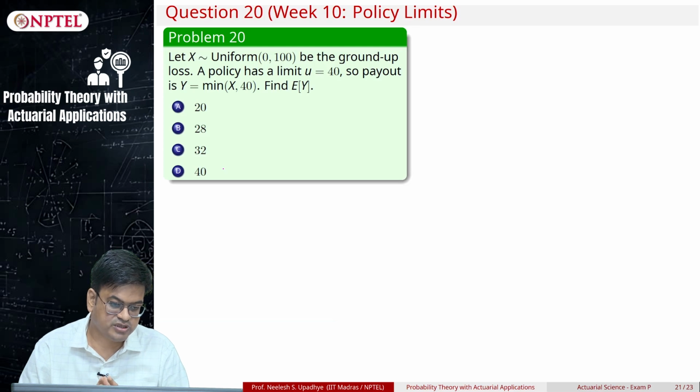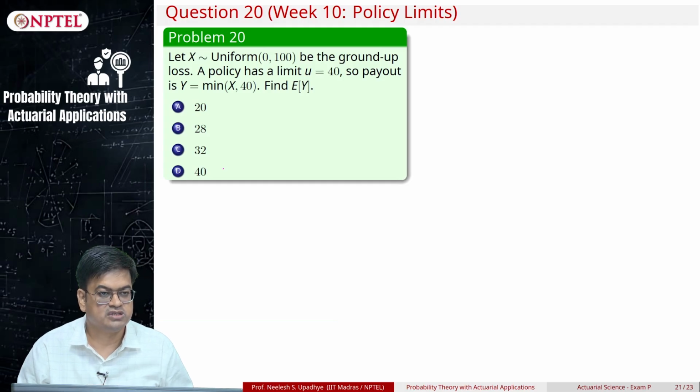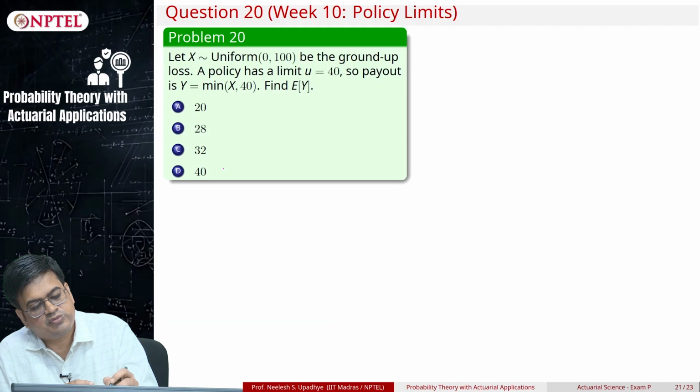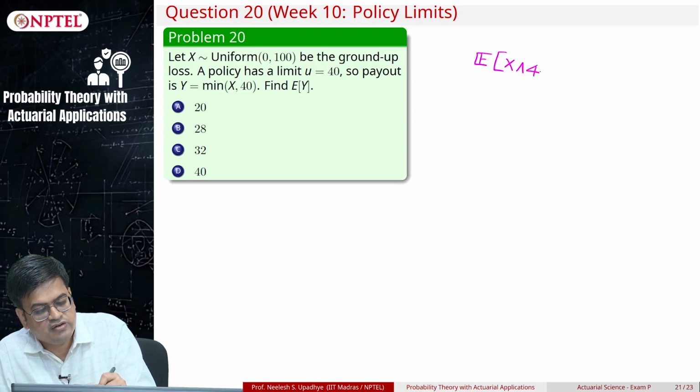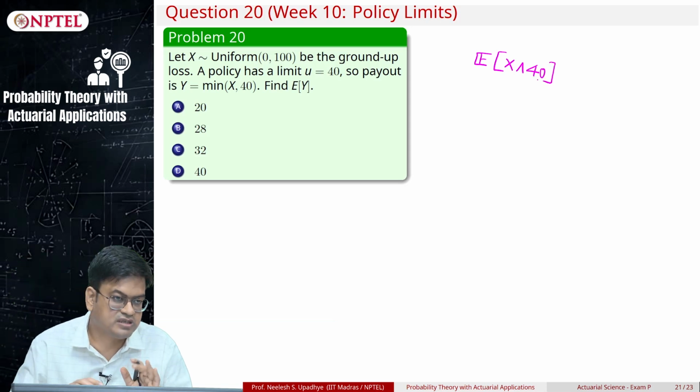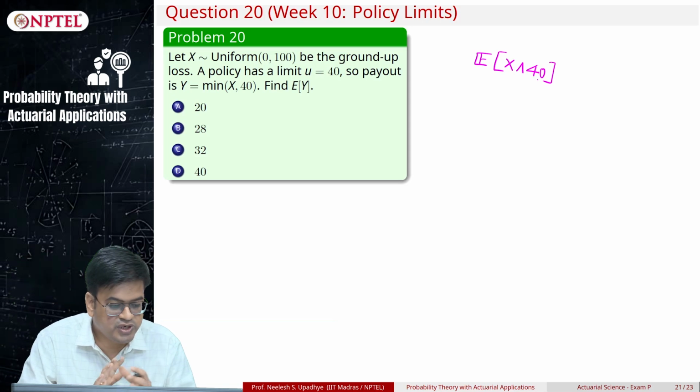X has uniform distribution for ground up loss, which is in the interval 0 to 100. The policy has limit u equal to 40. So, this is kind of an upper bound on the policy, and the payout therefore is minimum of x and 40, and you are asked to compute expected value of y. Straightforward question. Essentially, you are asked to compute expected value of minimum of x and 40. That's the idea.